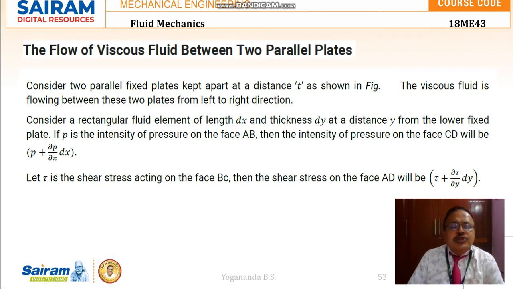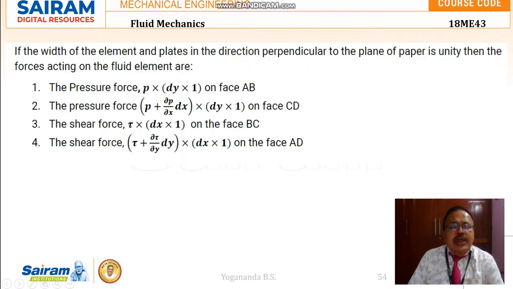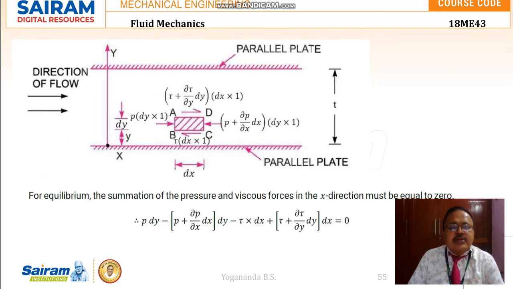Now consider two parallel plates, taken at a distance t apart. The direction of flow is from left to right. The viscous fluid is flowing between the two plates. So consider a rectangular fluid element of length dx and thickness dy.